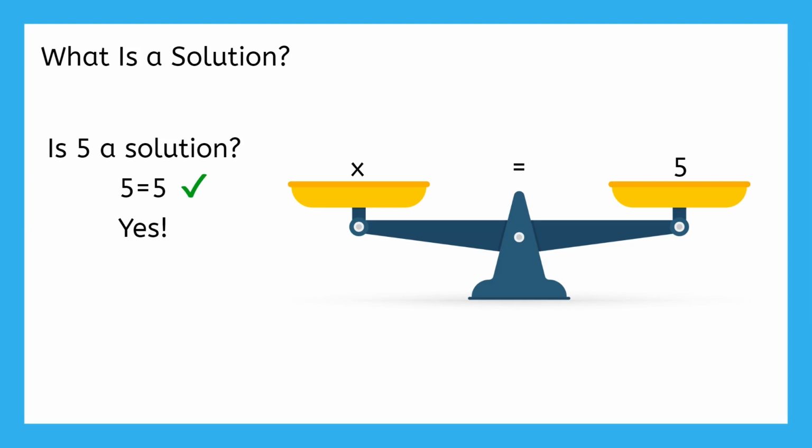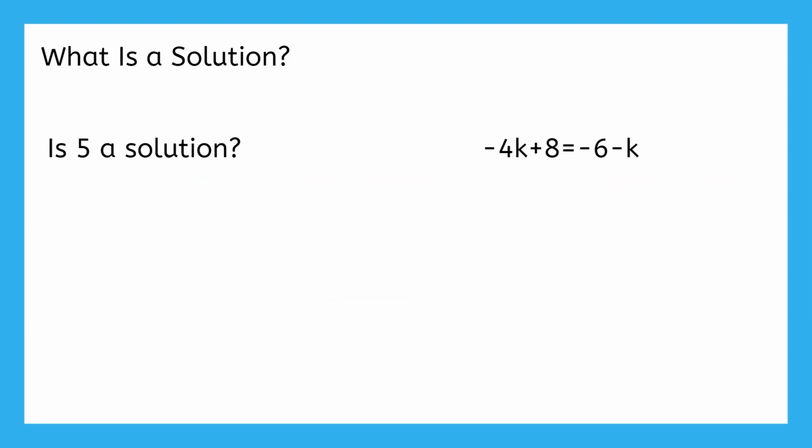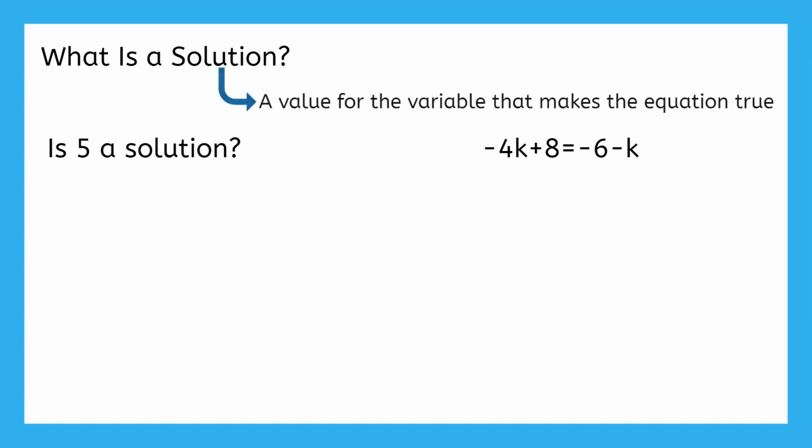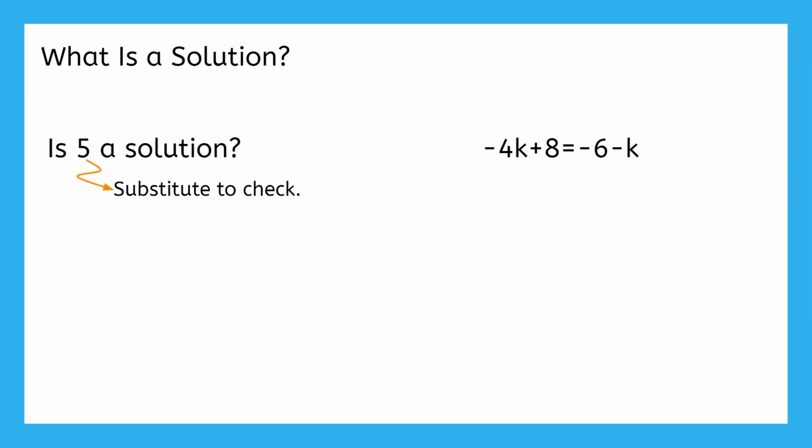As you might guess, most of the time our equations will be a little more complex than this, so let's kick things up a notch. Is 5 a solution for this equation? It's not so easy to tell just by looking now. Well, think back to our definition. A solution is a value for a variable that makes an equation true. So if 5 is a solution, then I should be able to substitute it in for k, and I should wind up with something that is equal on both sides. The only way to check is to just substitute and see what we wind up with.